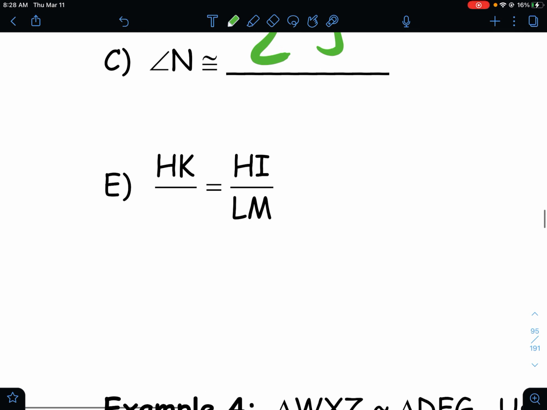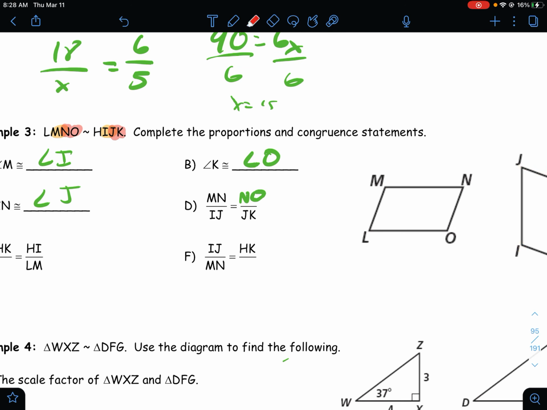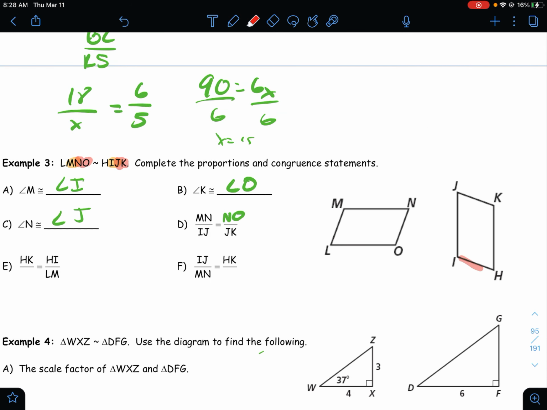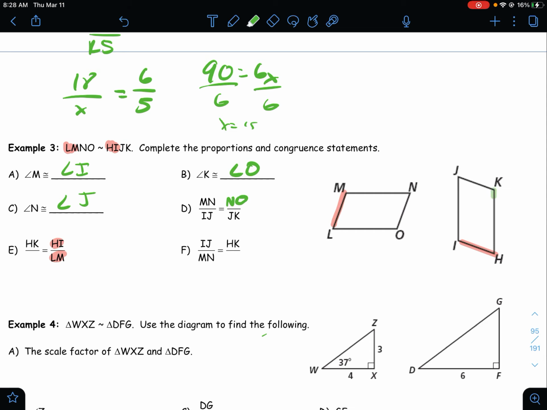So now we've got HI and LM. That's what they gave us here. So let's mark that down. HI, and we can erase this. HI is the first two here. And LM is also the first two. Now we've got HK. Now H and K are the first and the last. So we need to use the first and the last from the first guy. That's going to be L and O.